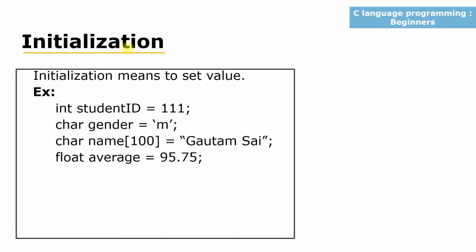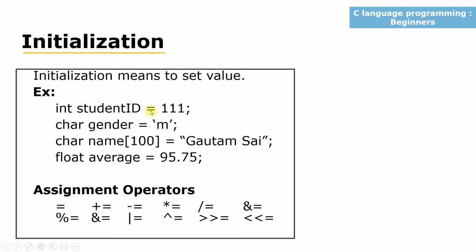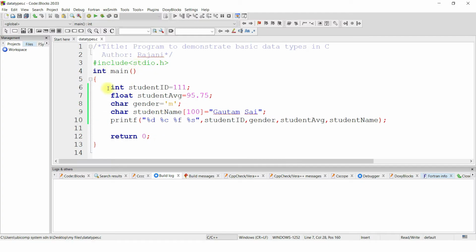To assign values to the data items, we need the assignment operator. This is an integer data item, this is a character data item, this is a string data item and this is a float data item. Apart from this assignment operator, C also supports these assignment operators. These operators you will learn later in the videos. And this is the example you have learned in the previous video. Now we will see what is a variable and what is a constant.